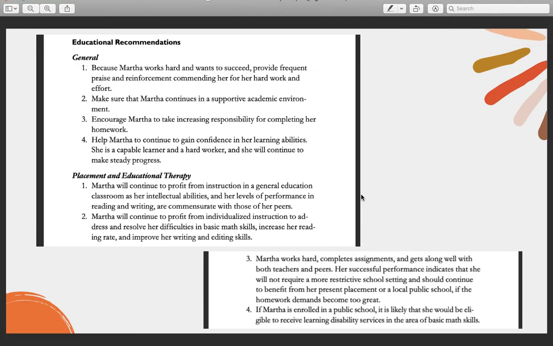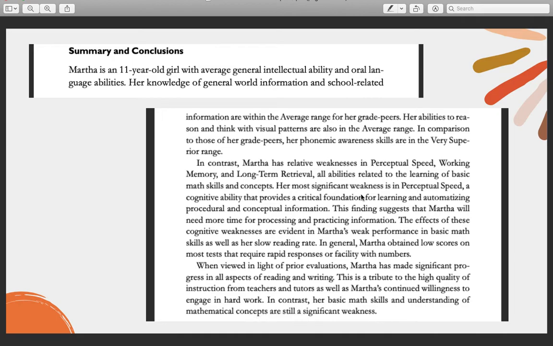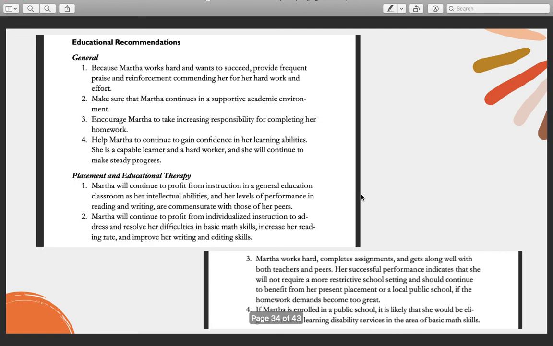After doing the assessment, sa example natin dito, they found out that Martha is at par, no? She has general world knowledge about information, and she's doing good in reading and writing. However, she shows some significant weakness in mathematical concepts. So, yung problem niya is more on the mathematics, no? And then your recommendation would be about how to help her improve in that area.